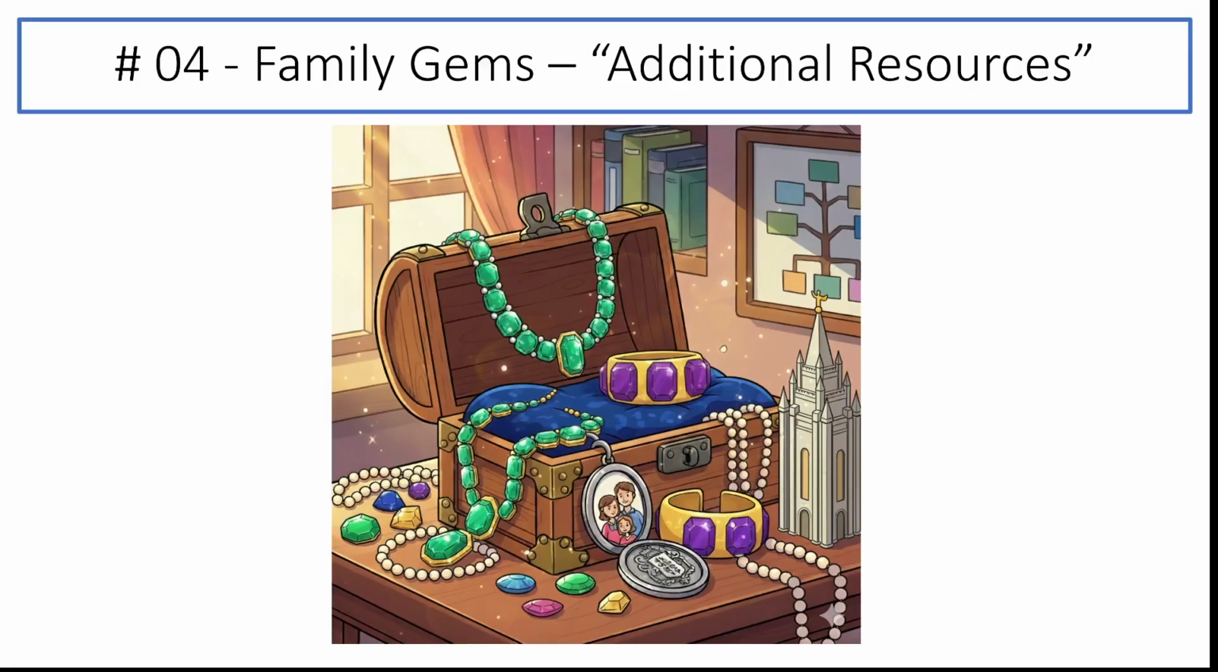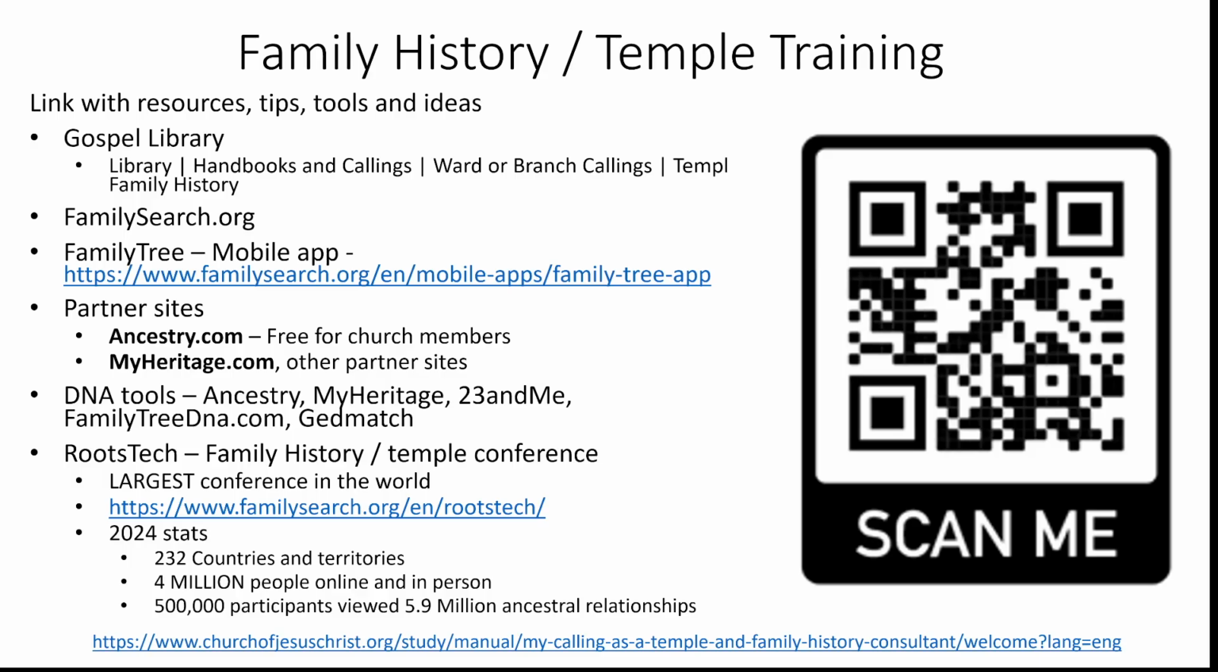So today I'm going to go over quite a bit of resources for you to find in your quest for family history. I'm going to go over a bunch of different links, give you some examples, and describe what these resources are so that you can know where you can look for different types of things that you're looking for in your family. First of all, you have the Gospel Library app, of course, and within there you have library, handbooks and callings, ward and branch callings, temple and family history. For those who are members of the Church of Jesus Christ of Latter-day Saints, this is a good resource to give you an idea. For anyone else, I'm just going to continue on for the rest of the resources.